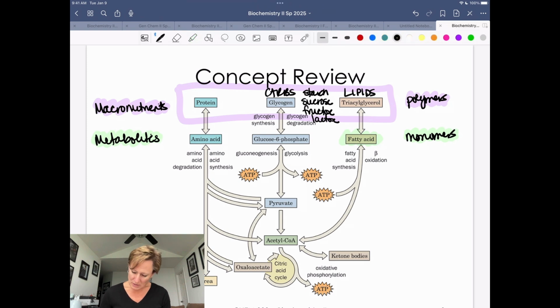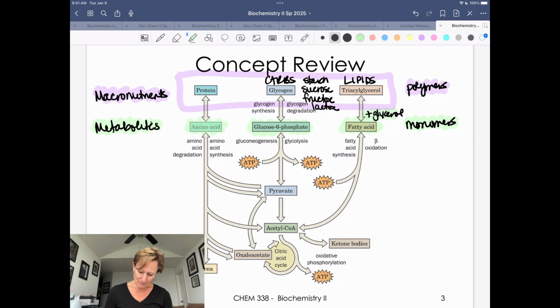And I'm going to highlight too that we need to have glycerol. We need to have that glycerol backbone, right? We've got fatty acids that are hooked on our glycerol backbone there. We're going to have glucose. If we think about it as the phosphorylated form, that first step of glycolysis, we've got glucose 6-phosphate, and then we've got amino acids. So we know that monomers interchange with their polymer forms by either forming or hydrolyzing those linkages.